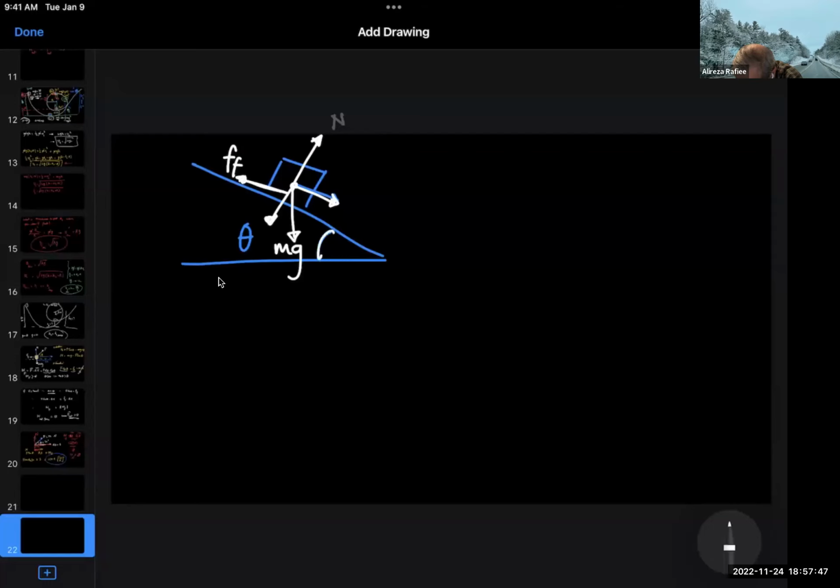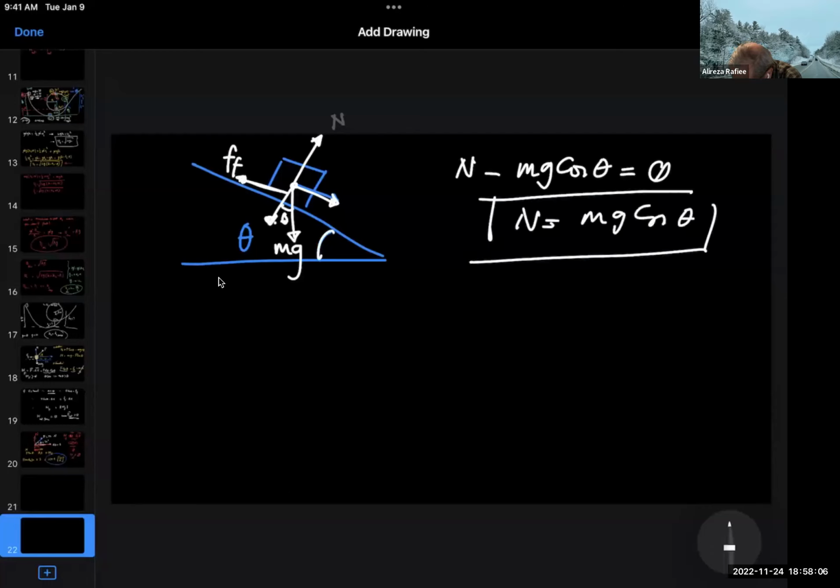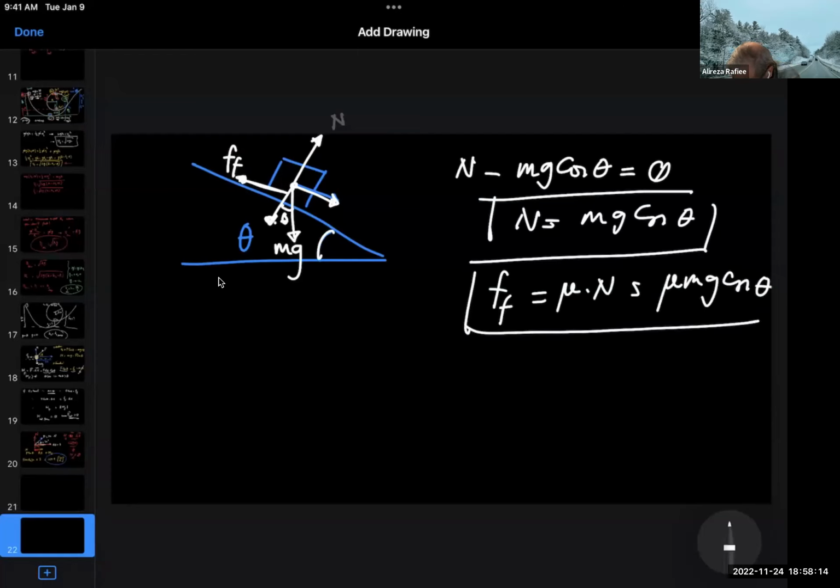If I know this is theta, that means this is theta. That means this vertical component, which is equal to N, is equal to mg cosine of theta. Agree? And it's not going up and down with respect to the surface, so it's equal to 0. So N is equal to mg cosine theta. F of f is mu times N, which becomes mu mg cosine theta. Okay, so that's the friction.